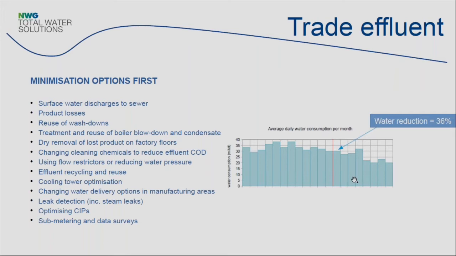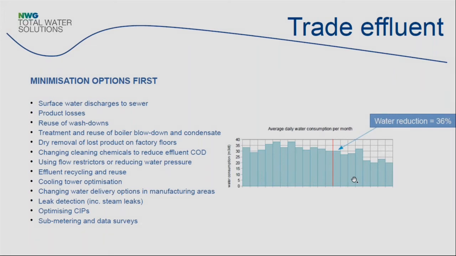You'll see on the right-hand side, possibly where my cursor is, there was a bit of a spike there. That's when they did a deep clean of the factory to really clean it down and get rid of all the stuff that was in the drains. And you can see that after that, the water consumption in the factory plummeted. And the overall reduction in water costs was actually 36%.